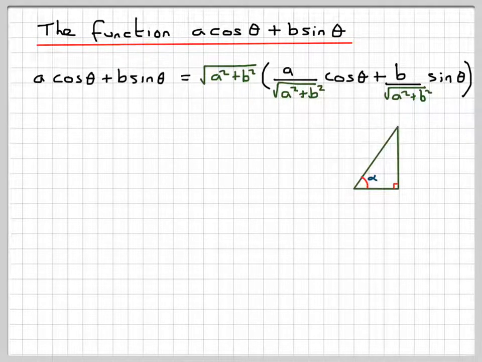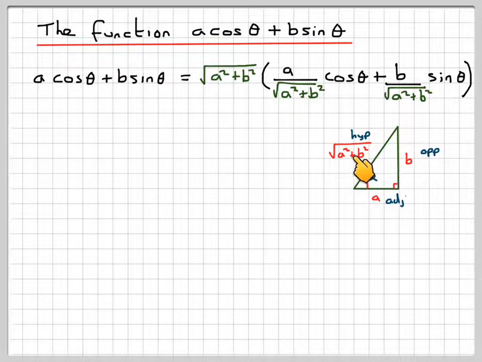Now if we draw a right angle triangle where this angle here is alpha, and we let this one be a and this be b, then the hypotenuse will be the square root of a squared plus b squared. So here, by writing it like this, a over the square root of a squared plus b squared is the fact that we now have cos alpha. And this one here, we would have sine alpha. So we're going to have cos alpha cos theta plus sine alpha sine theta.